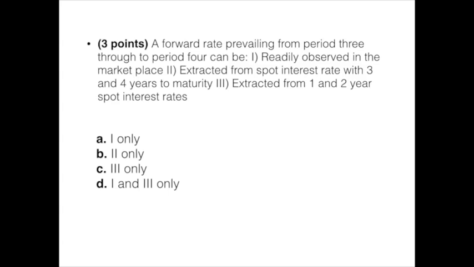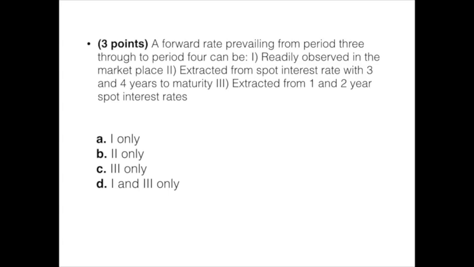Okay, a forward rate which prevails from period 3 to period 4 can be either observed in the marketplace or extracted from spot interest rates with 3 years and 4 years to maturity, or maybe extracted from 1 and 2 year spot interest rates. So let's first think, how do we calculate this forward rate that goes from year 3 to year 4? I told you, try to do the thought experiment. So this goes from year 3 till year 4.